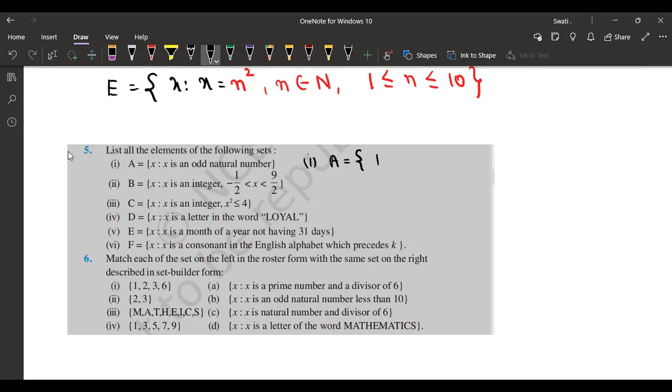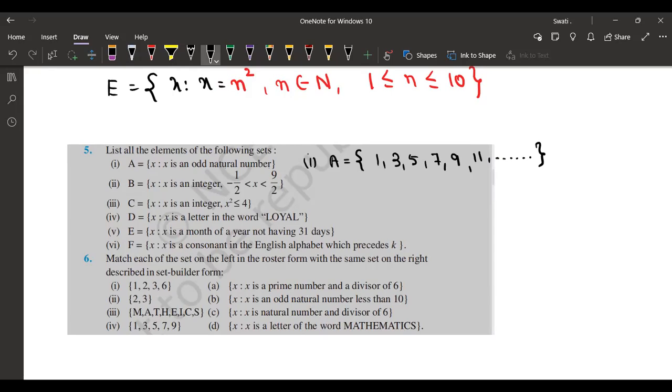So you can write down 1. Of course, we need to follow natural numbers as well, so it is going to start with 1 only. So 1, 3, 5, 7, 9, 11. And do you think that there will be any stop? No. So you can simply write down dot, dot, dot, and then close the curly bracket. This is the answer.